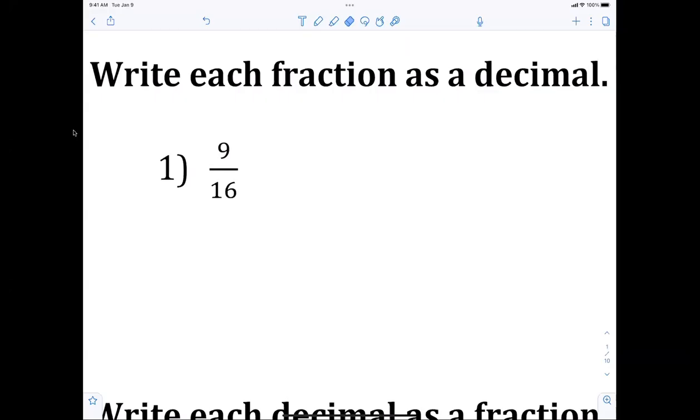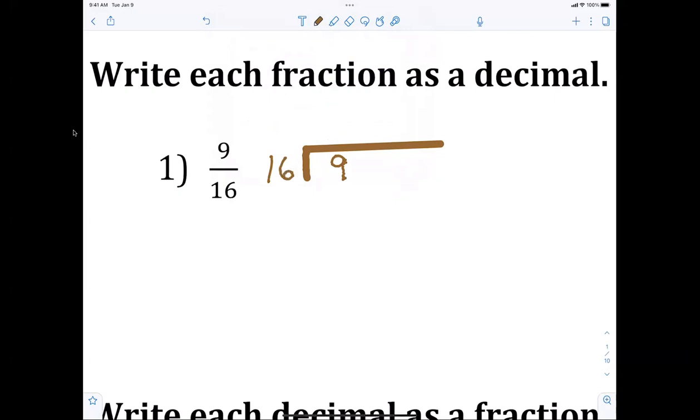All right, here we go. Converting fractions to decimals. All we're doing is dividing. Now, let's make sure you remember that the 9 is what's being divided. All right, 9 is what's being divided.